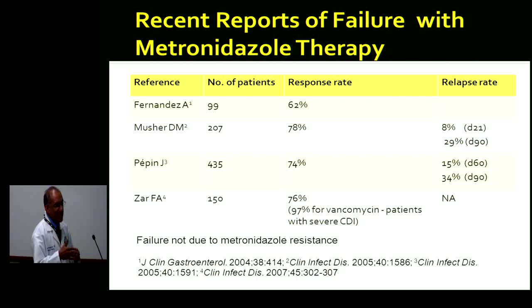And the MIC is 1 to C. diff. So by increasing to 250 and all, you may not be achieving much more. You're well over the MIC with 125. So that's the reason why it's believed that with vancomycin, in severe cases, you have a better chance of getting more drug there that will effect a cure.